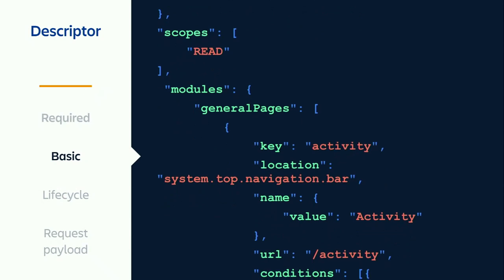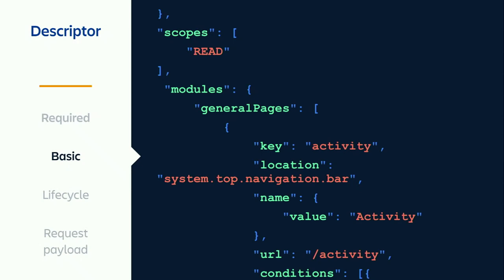Oop, one step too far. What scrolled by was the authentication. We set it to JWT, and I don't remember what else scrolled by. But here, scopes, we'll touch on this a little bit later. This tells the Atlassian product what our app is asking of it.